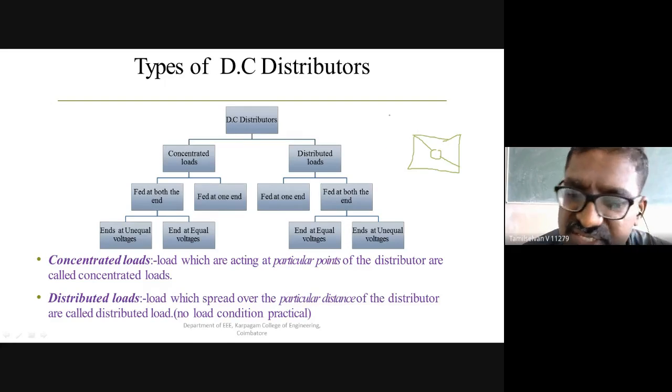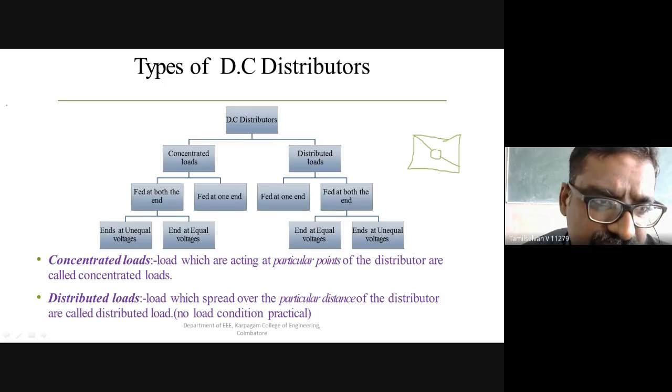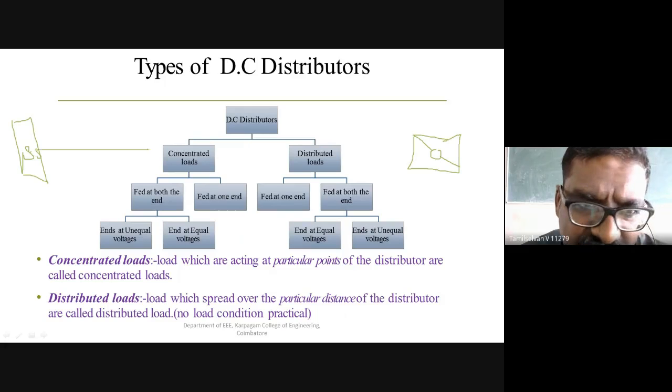So the distributor: we will have substations. This is your substation, SS. The feeder originates from it.